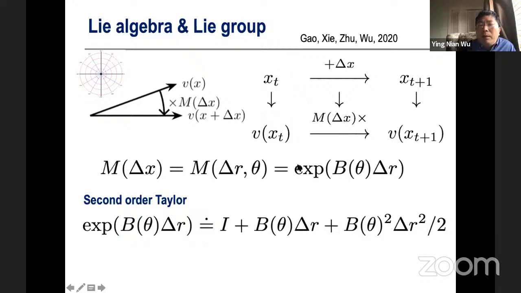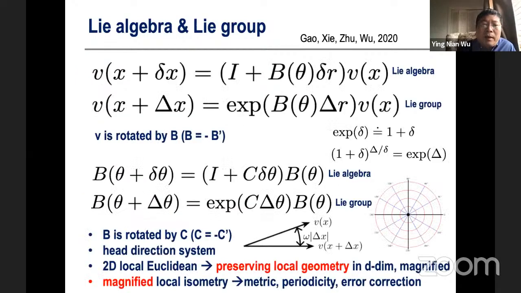And then we have this representation of M. So this is how we parameterize this M matrix, which has a generator matrix times delta R. And we approximate this exponential map by second order Taylor expansion, because delta R is only local. So second order Taylor expansion is quite accurate. And then actually here, our system consists of two rotation systems. One is the Lie algebra for the self-motion. When you move, this Vx is rotated by B theta. So for different directions, you have different B.